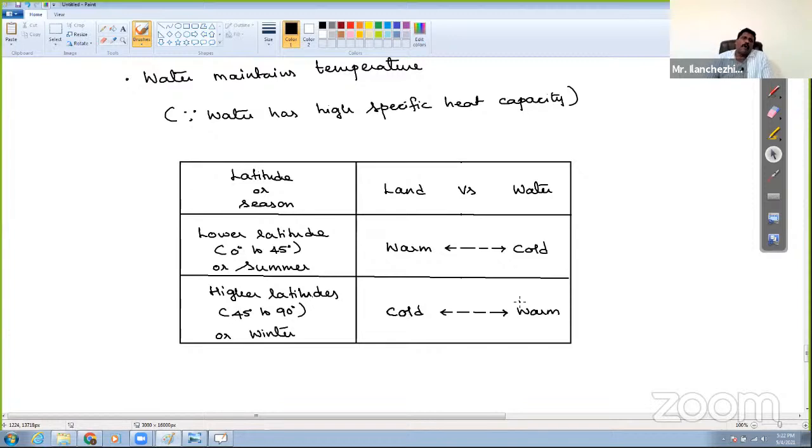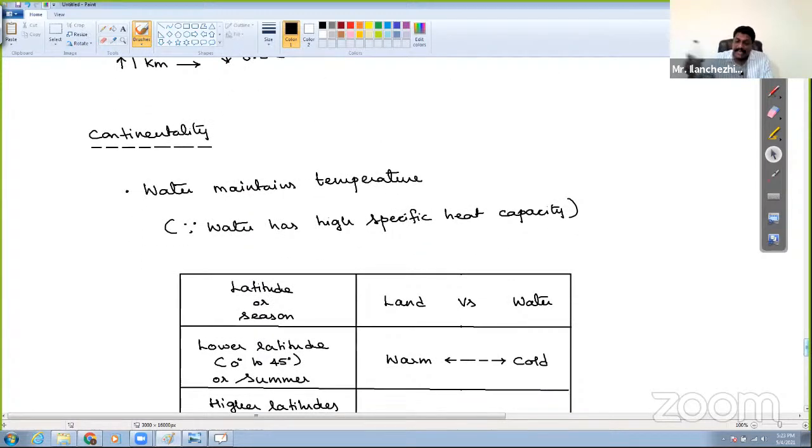Why? See, warm and cold, you should not treat in absolute temperature, my friend. Always you should take it in relative sense. Warm and cold itself is a relative terminology: warmer than, and colder than. Never treat 20 degrees centigrade as warm and 10 degrees centigrade as cold. No, don't take it that way. If I'm comparing two locations, I'll say that one is warmer than the other, or colder than the other. So whatever be the case, my friend, I just want to put a point that water maintains temperature.